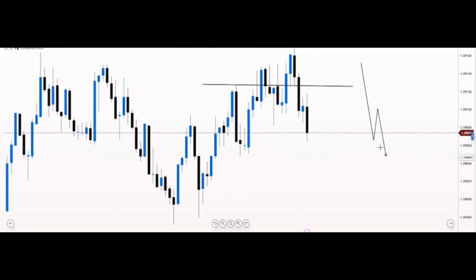So where is your break of structure here? Your break of structure is just right here. Now, after break of structure, you need to find a valid area of interest that is responsible for that move that broke structure. Now, where is that valid area of interest?